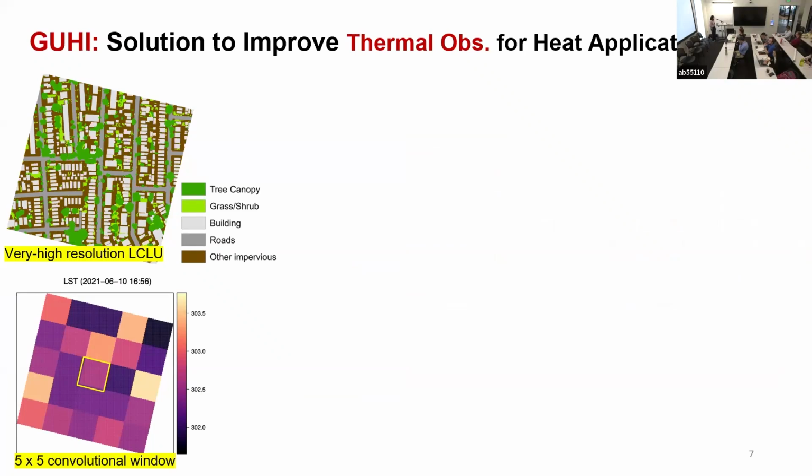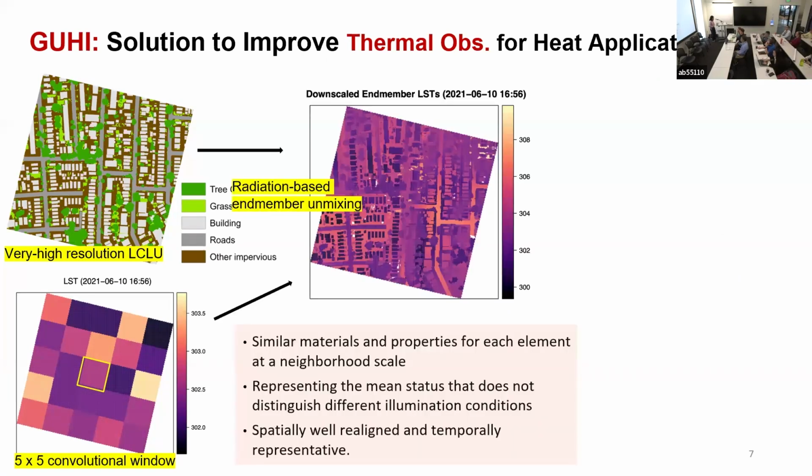From satellite data, at each pixel level, most of the data cannot resolve tree canopies and rooftops. So we came up with a solution: statistically downscaling those urban elements using high resolution urban land cover maps. This approach allows us to estimate the temperatures of the different elements. We made assumptions that at the neighborhood scale, like 300 by 50 meters, we have relatively similar material structures, and the downscaled temperature does not distinguish illumination conditions. So we estimate the mean temperatures at the subpixel level.